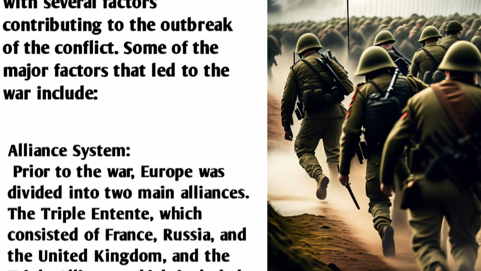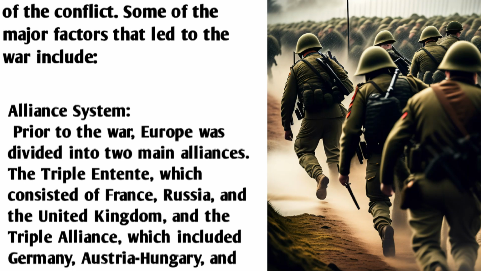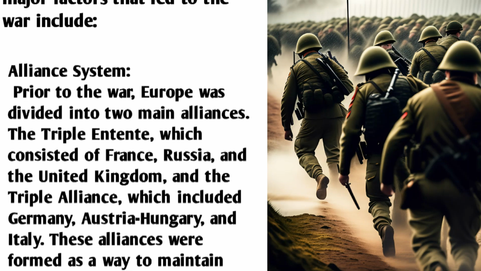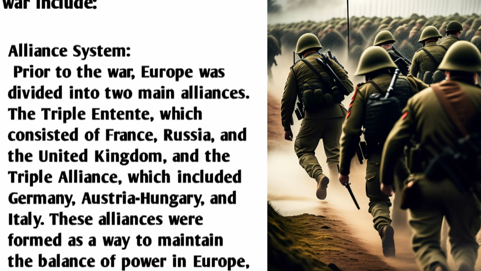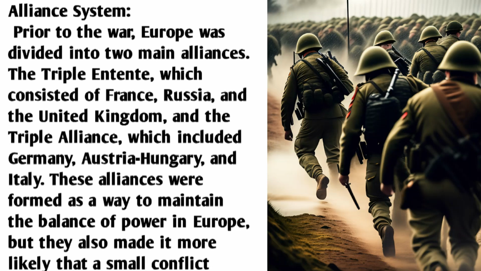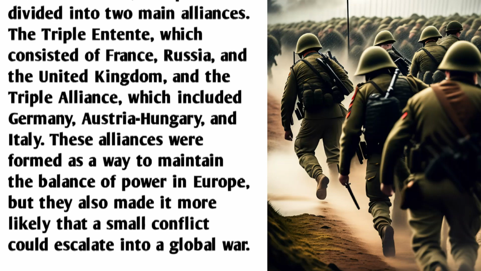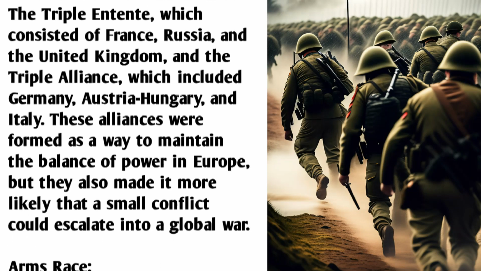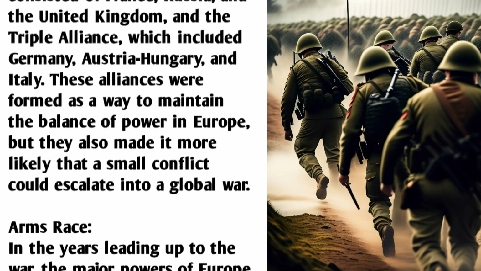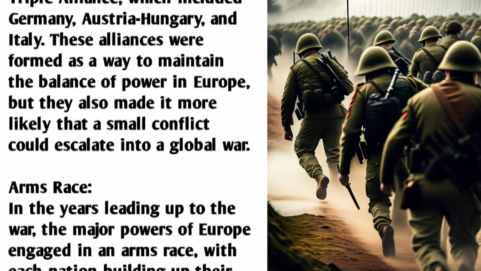Prior to the war, Europe was divided into two main alliances: the Triple Entente, which consisted of France, Russia, and the United Kingdom, and the Triple Alliance, which included Germany, Austria, and Italy. These alliances were formed as a way to maintain the balance of power in Europe, but they also made it more likely that a small conflict could escalate into a global war.